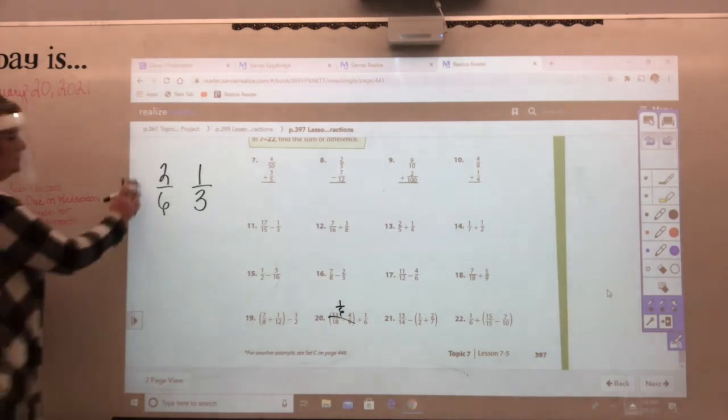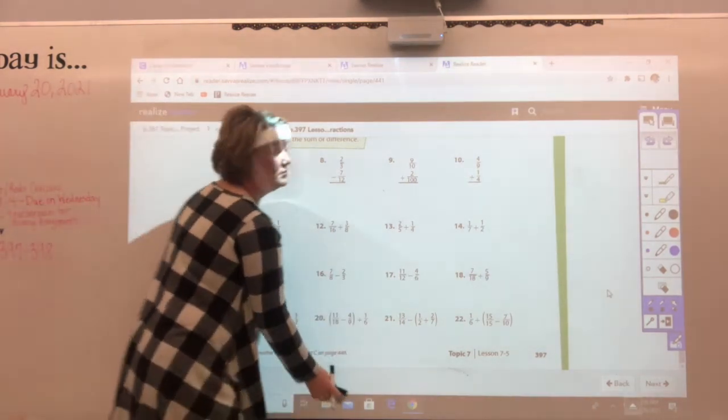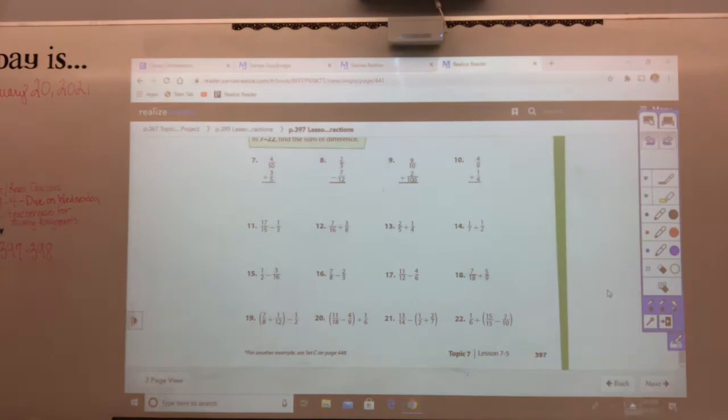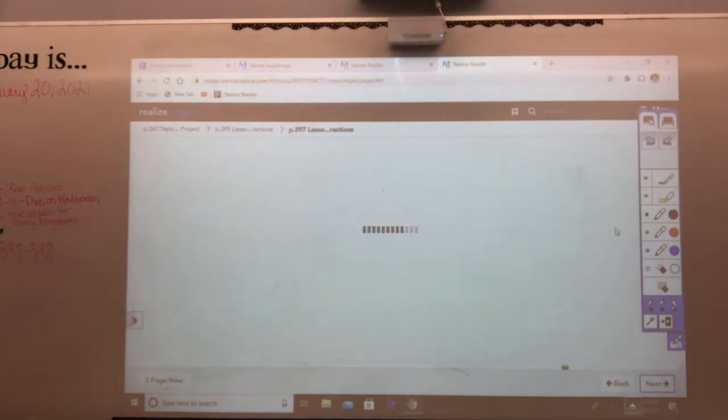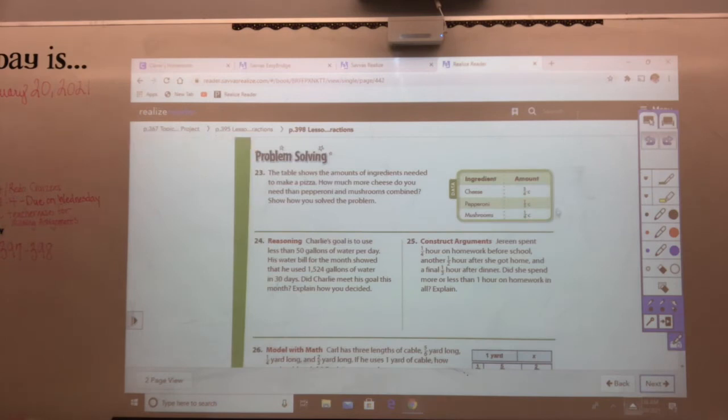You have to. Turn the page. We did all the percentages.